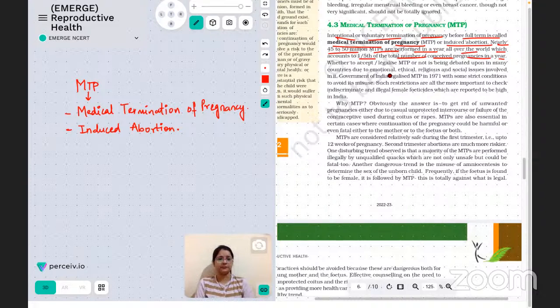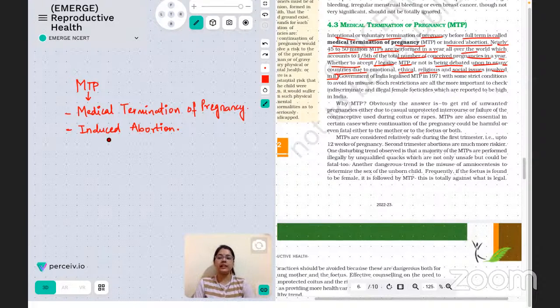Now, whether to accept or legalize MTP or not is being debated in many countries due to emotional, ethical, religious and social issues involved in it. Now, कई countries ऐसे हैं जिसमें MTP को legalize कर दिया गया है. All right, why? In relation with some of the social sentiments को लेते हुए या political sentiments को लेते हुए या emotional attachments को लेते हुए, बहुत reasons.